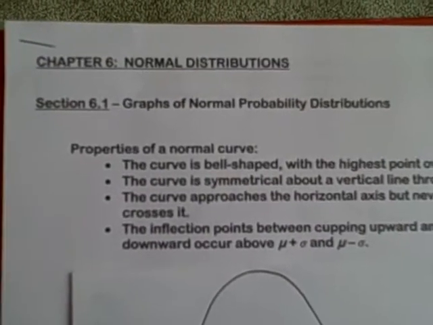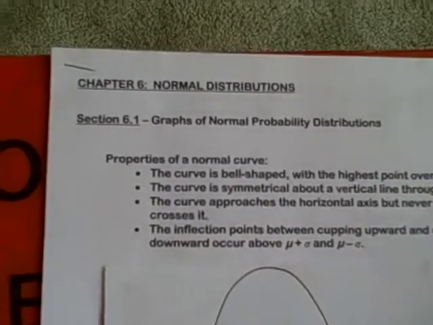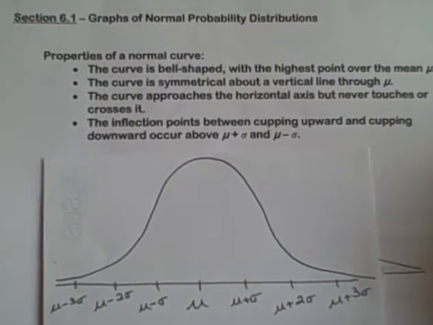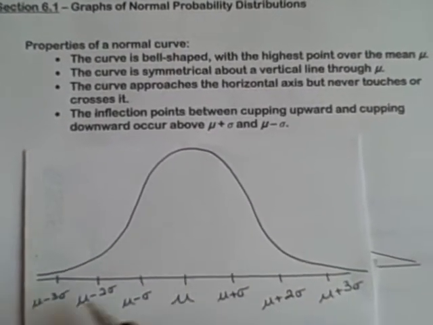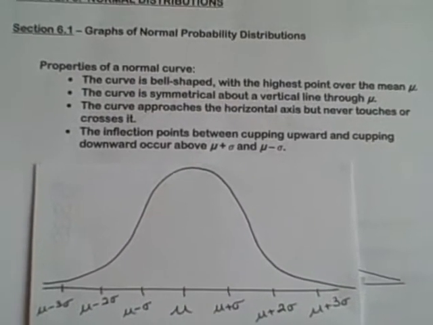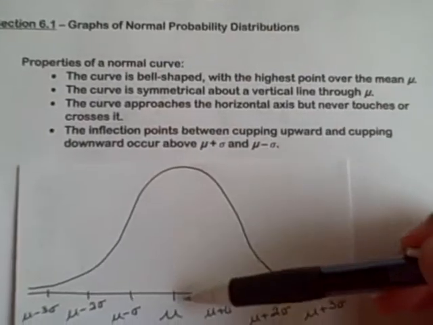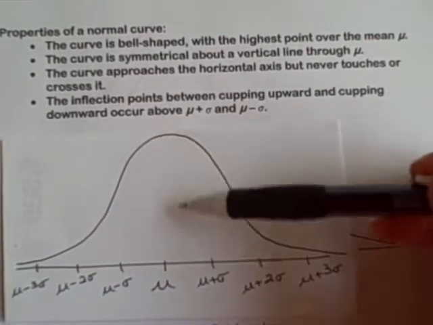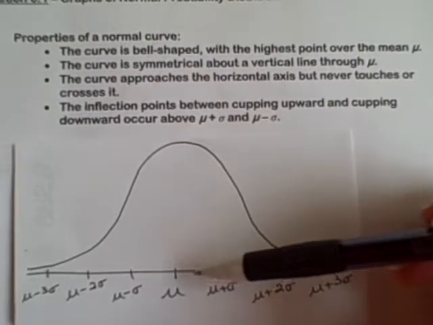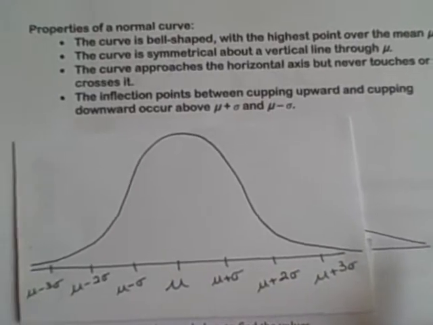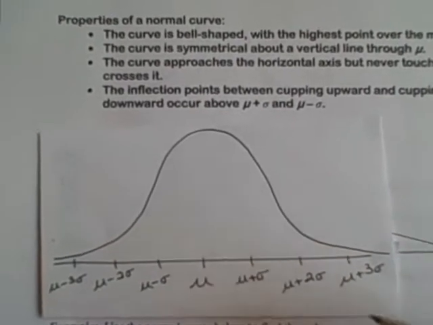Okay, chapter 6. So we're looking at the normal probability distribution, and we're talking about a normal curve. Now, a normal curve is bell-shaped, okay? It's symmetrical about this vertical line. Our population mean is right here at the tallest point, right in the middle, okay? The normal curve does not touch the horizontal axis, okay?